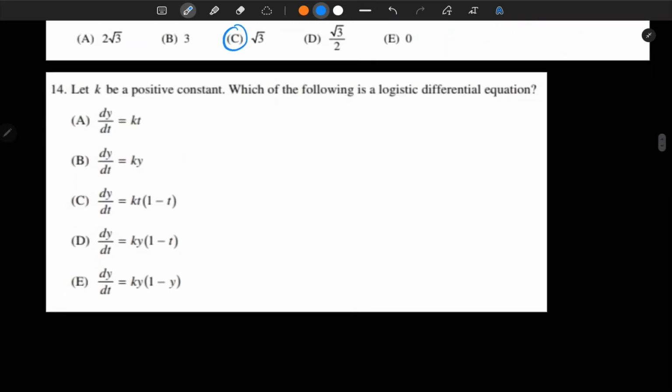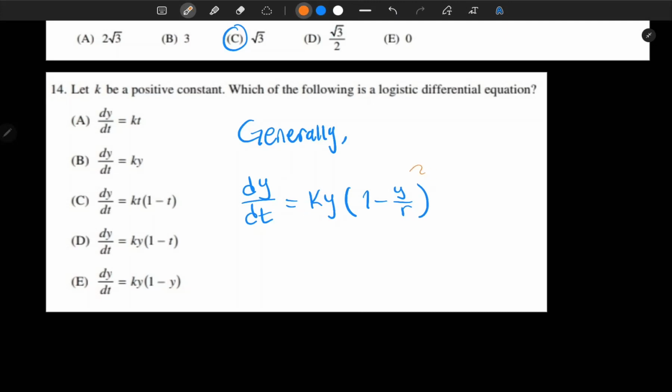Next, we wish to find which of the following is a logistic differential equation, where k is a positive constant. Generally, we know that the logistic differential equation is given by dy/dt equal to ky times (1 - y/r). This logistic differential equation is often used to model population growth. Here, k is often called the growth rate, and r is often called the carrying capacity.